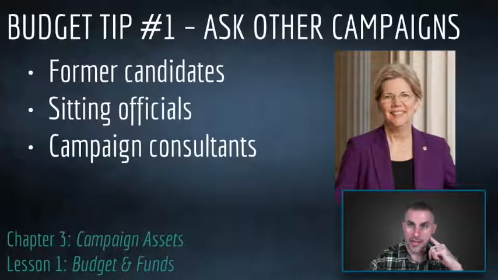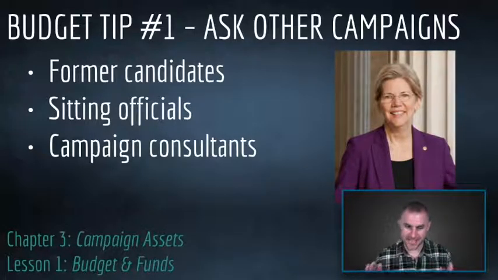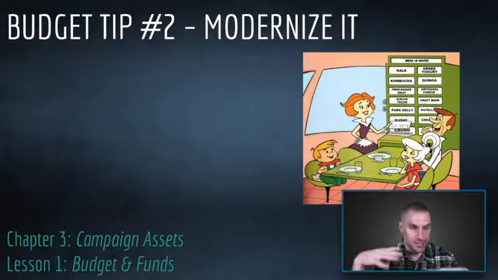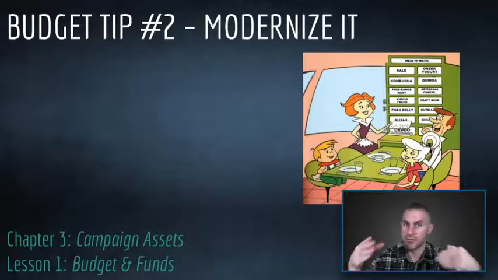So that does it for budget tip number 1. And that's how to plan for the budget. Figure out how much money you're going to need to spend. So budget tip number 2 is modernize it. So what I'm going after here is that there's a way the campaigns have been run for a while, and we're looking to change it.